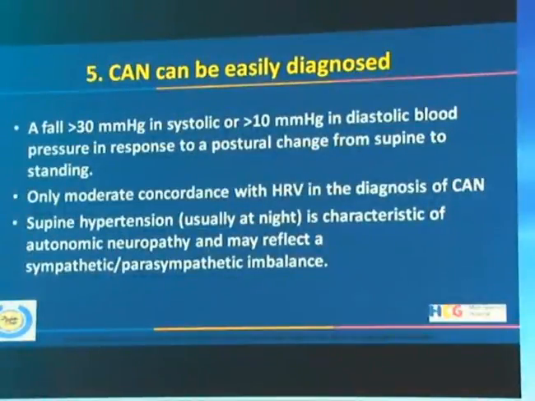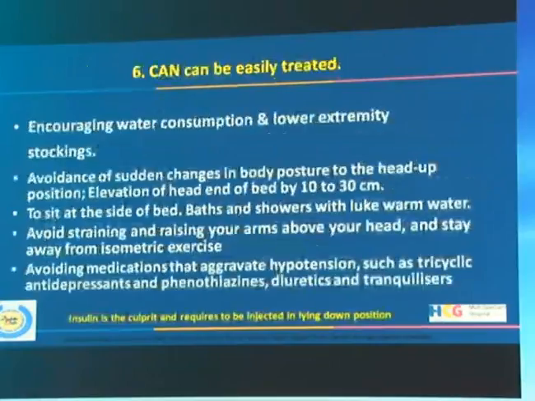Same way, orthostatic hypotension can be easily diagnosed by a fall of more than 30 mm of mercury in systolic or 10 mm of mercury in diastolic blood pressure. Although this figure varies with different institutions, a 30 mm reduction in systolic blood pressure has been accepted the world over. CAN can be easily treated.